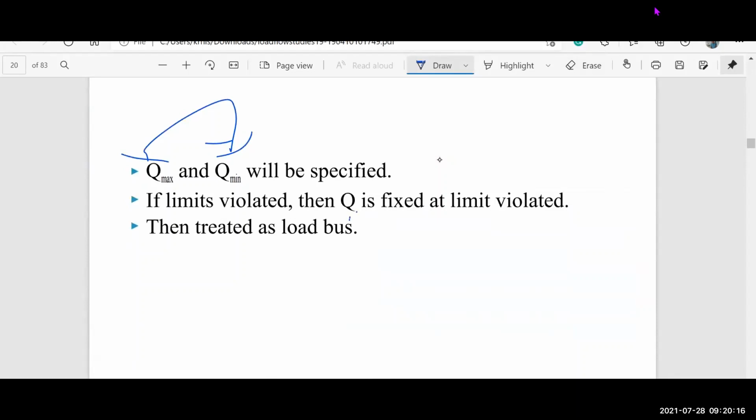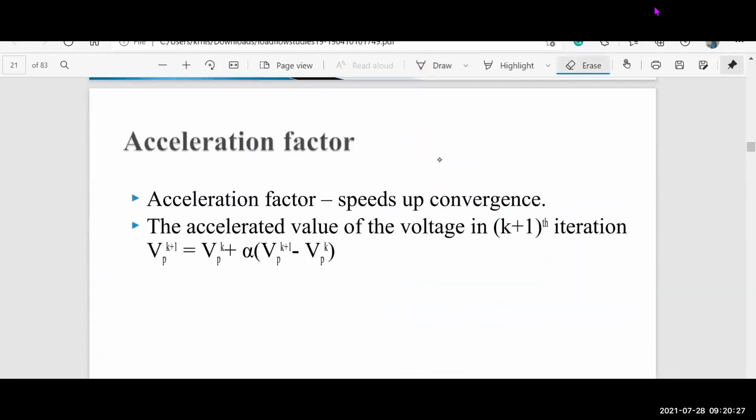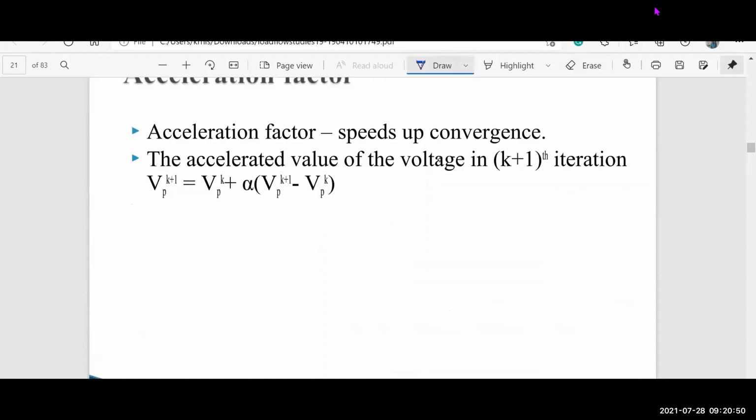If the limit is violated, Q is fixed at the limit violated, and then the bus is treated as a load bus. There is a convergence constraint that has been given. What is the acceleration factor? It helps in accelerating, or increasing the speed of, the convergence. There are random values we take which push the entire solution in a particular direction, which helps in getting the right value. You would definitely have studied these values in soft computing.